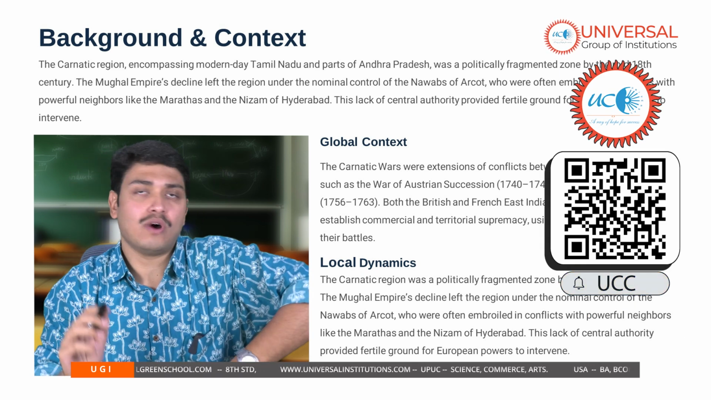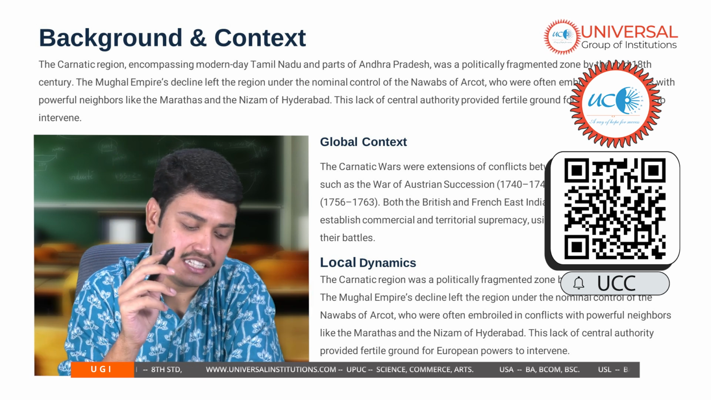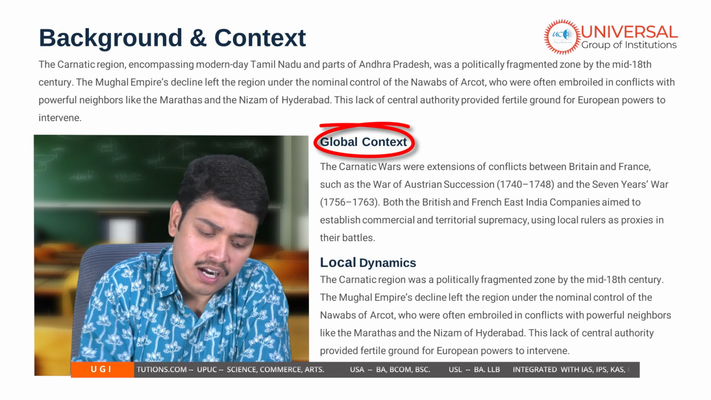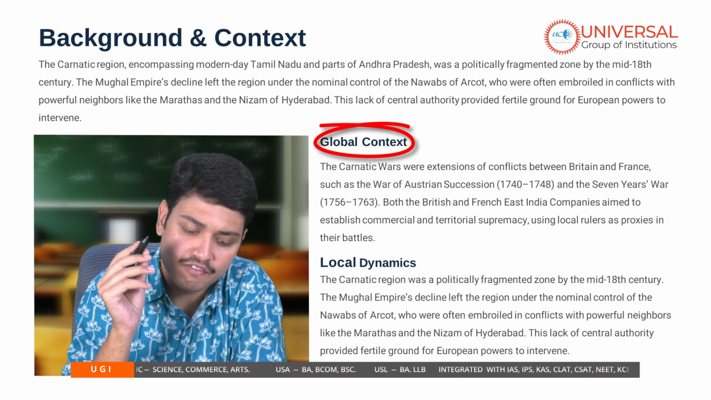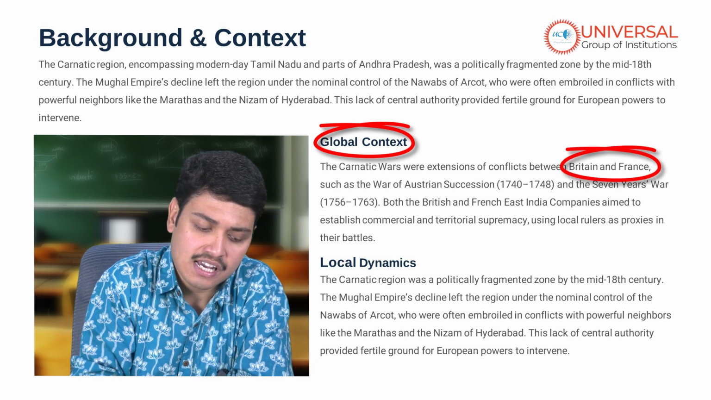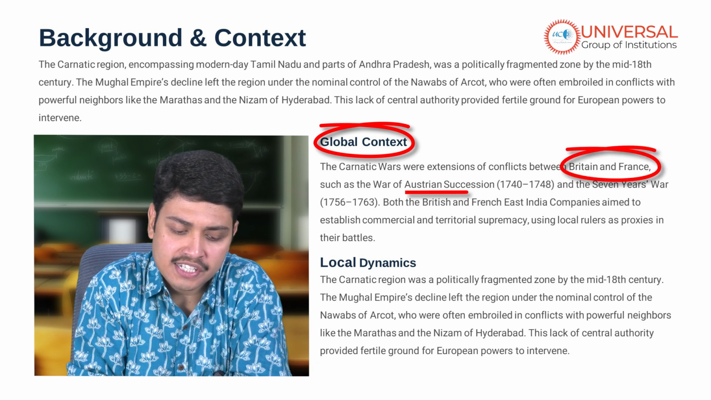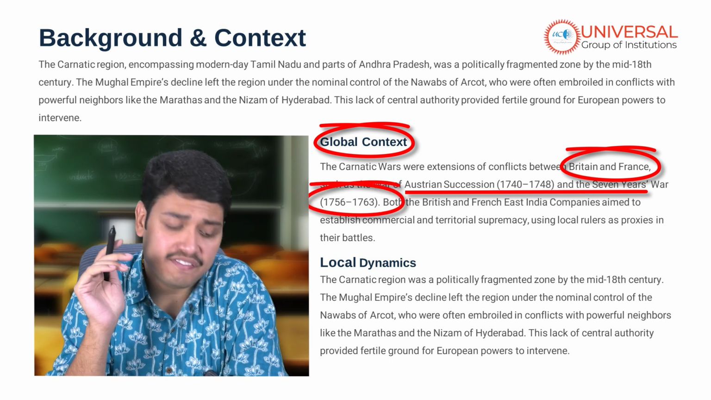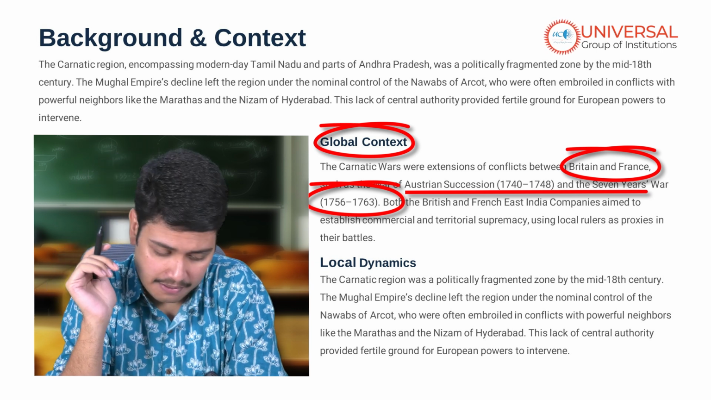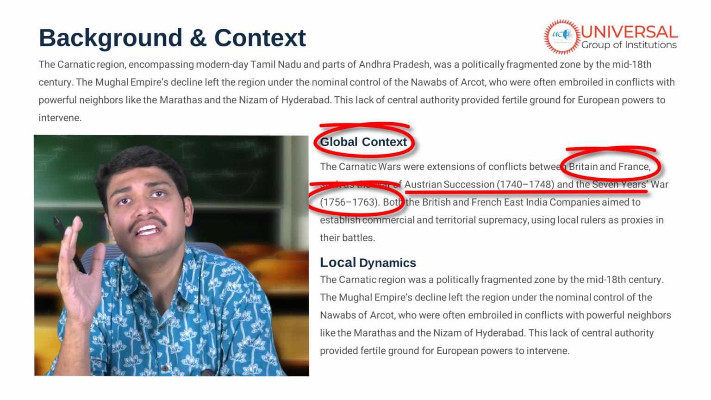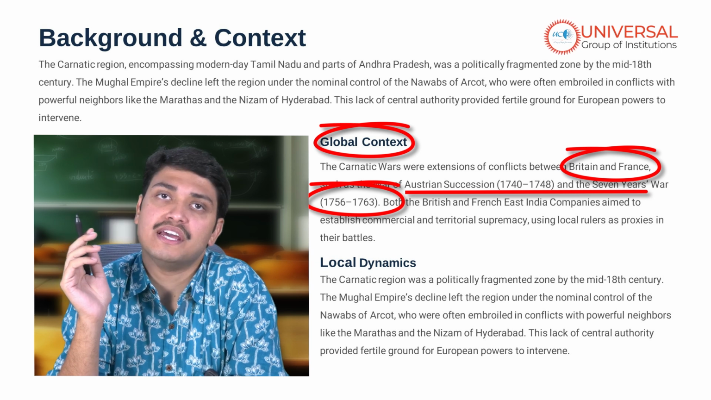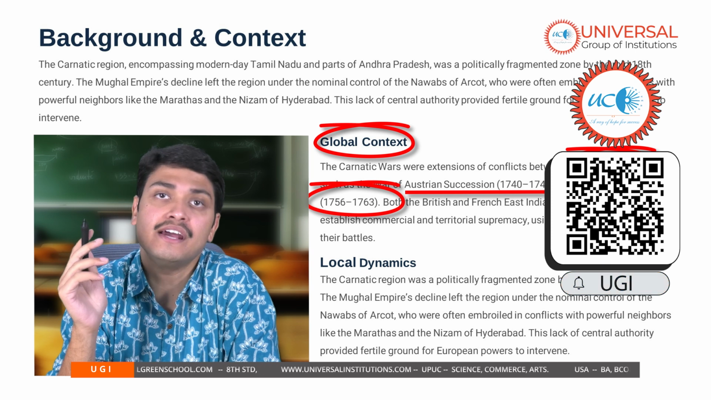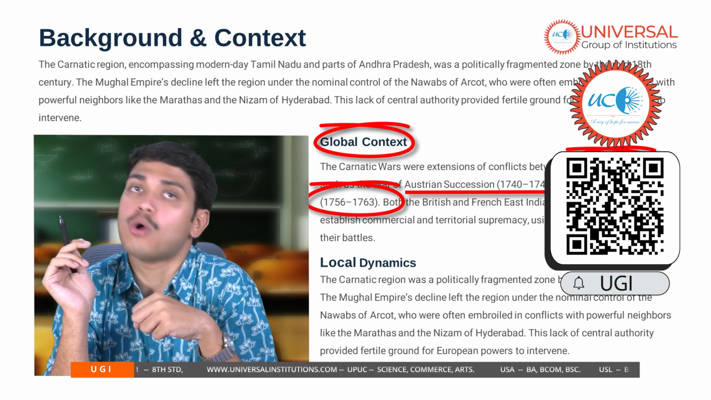To understand the Carnatic Wars of the 18th century, first we have to acknowledge the global context. The Carnatic Wars were extensions of conflicts between Britain and France, such as the War of Austrian Succession and the Seven Years' War that took place from 1756 to 1763. These two wars had a very important role in the Carnatic Wars, as these two powers were trying to consolidate their political territory over their colonies.